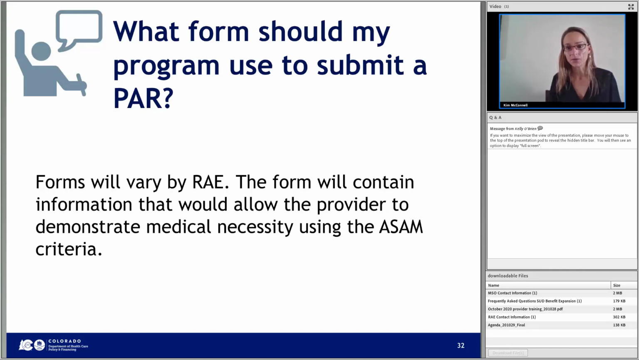While the form itself will vary by RAE, the information contained is just going to reflect the ASAM criteria, and portal to portal or form to form, you're going to see pretty much identical content. You'll see the ASAM criteria reflected in those prior authorization forms.